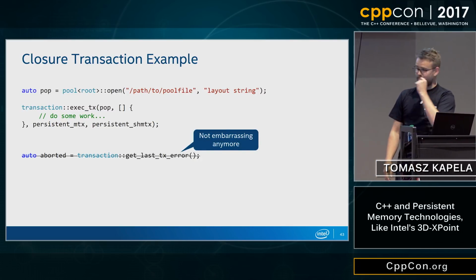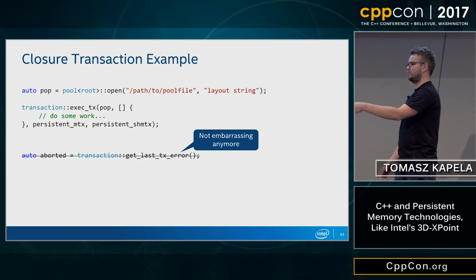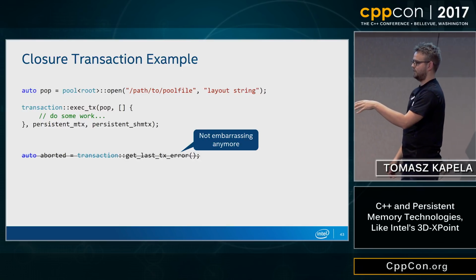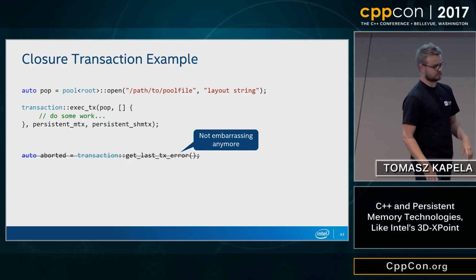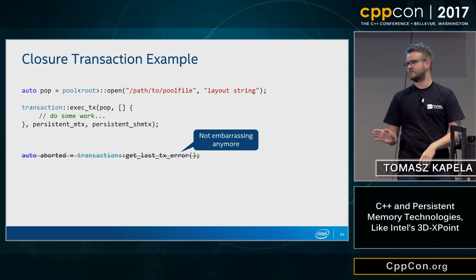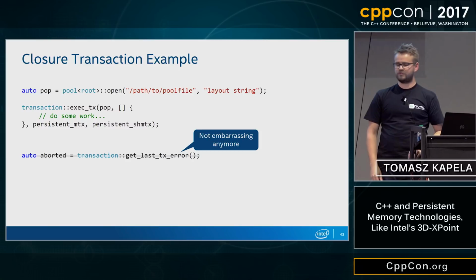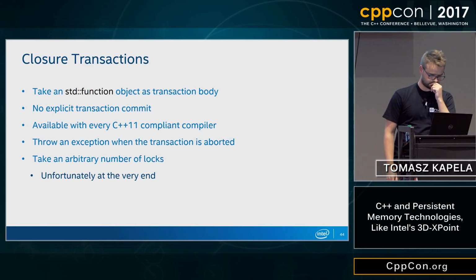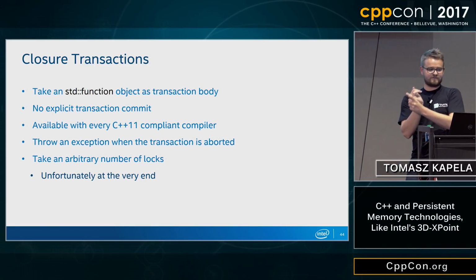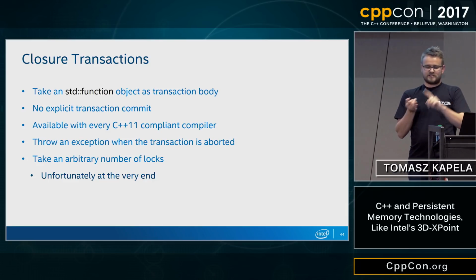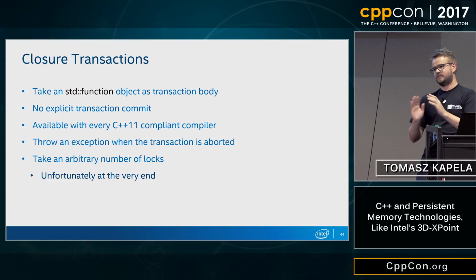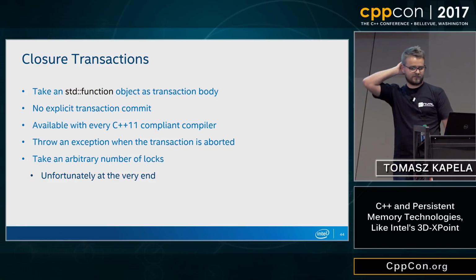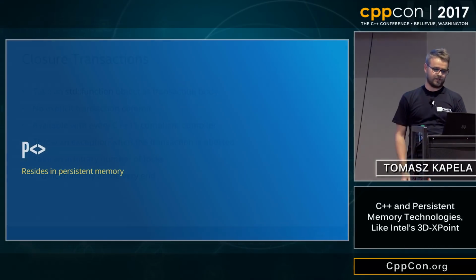Trade-offs all the way. But you don't really have to call this unless you want to know the specific error code of why the transaction failed. So while the C backing transaction failed, you don't have to. You're going to get an exception. And if that's enough for you, then it's fine. So it takes a nested function object. It's automatic, available in C++11 and later. So it's got all the cool features, except the locking at the very end.